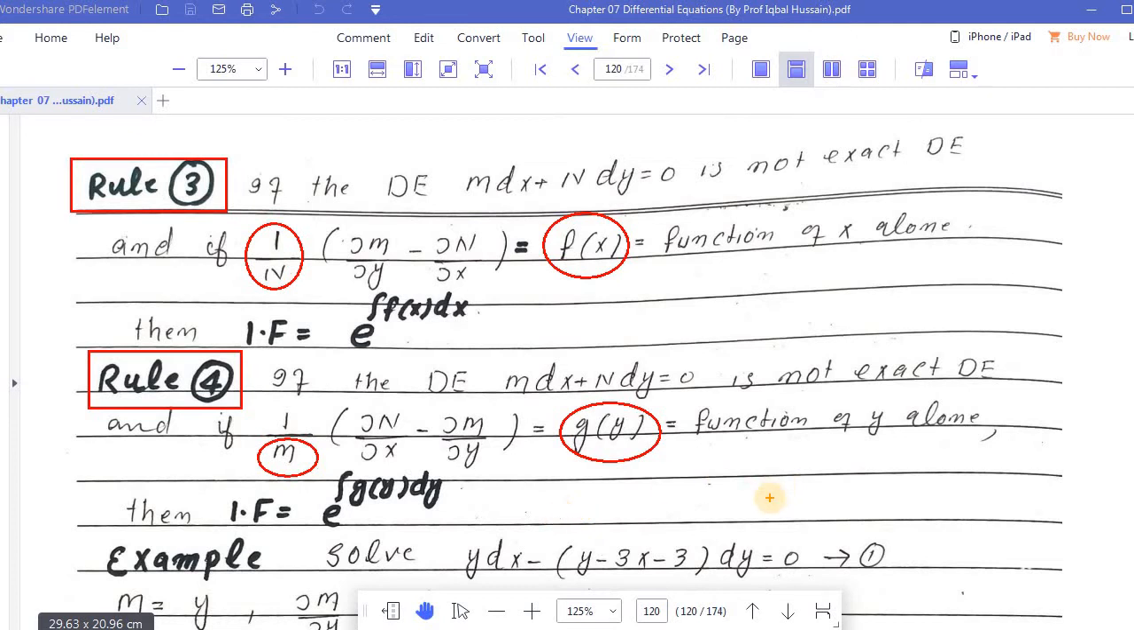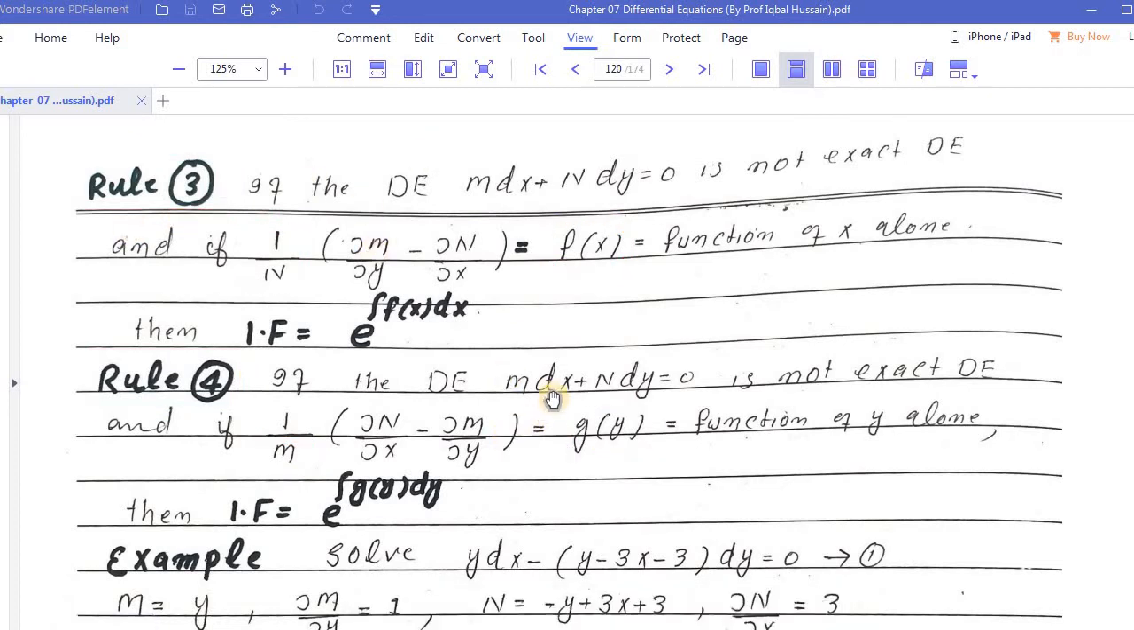Now we solve an example by using either rule 3 or rule 4. We will try to solve the differential equation by using rule 3. If it is solvable by this rule, then we will finish the question. In case the problem is not solvable by rule 3, then we will apply the last rule, that is rule 4. Now we come to the example.